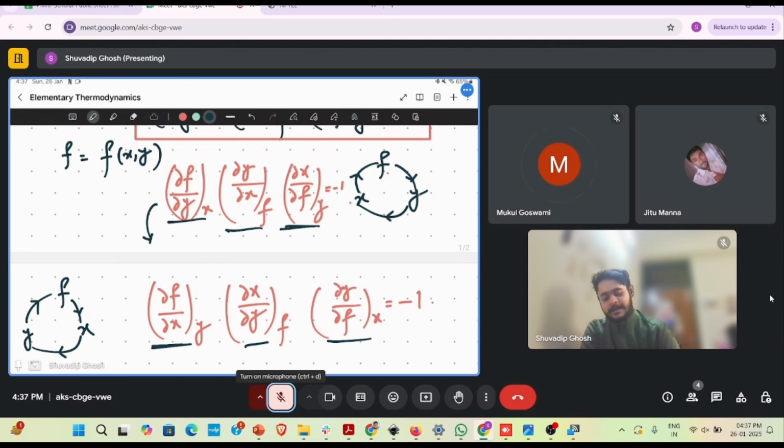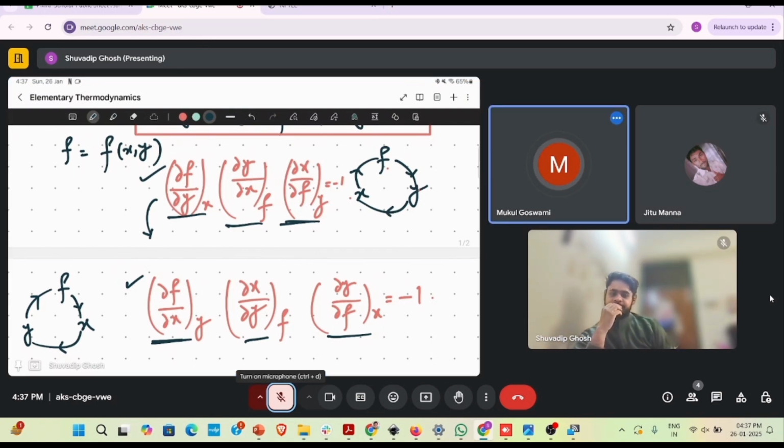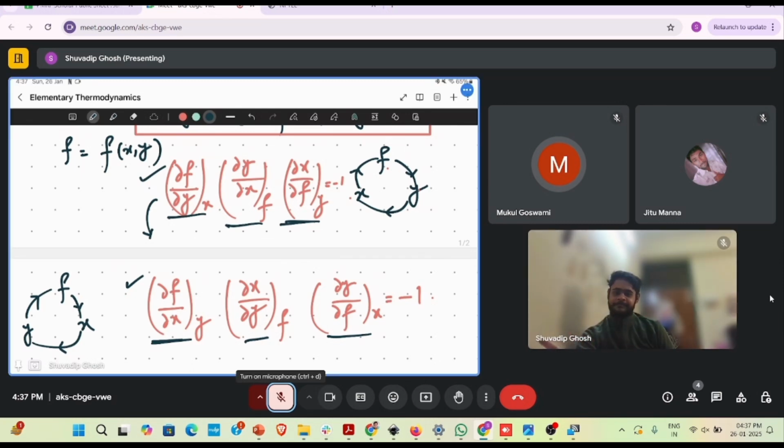Okay. From here, this is the cyclic rule. This is also the cyclic rule. These two are the same rule, same thing, same equation. Is this clear or do I have to show it? Clear, yes. Okay.